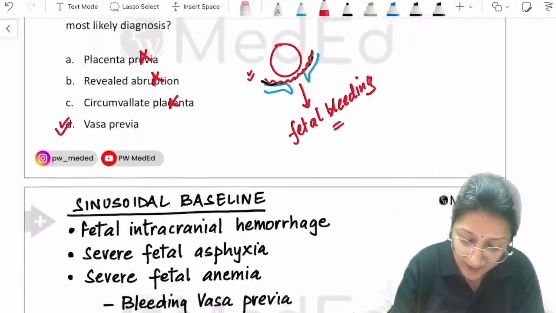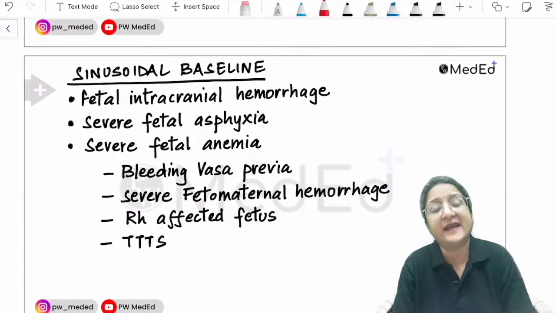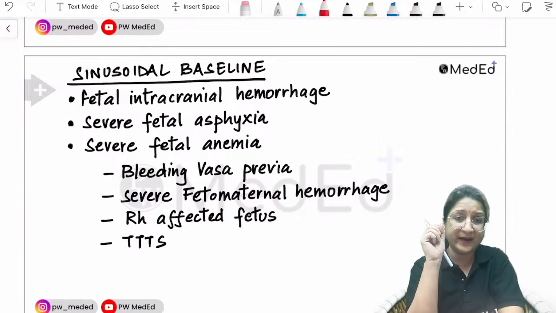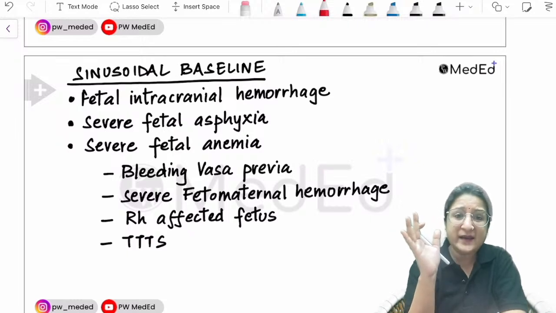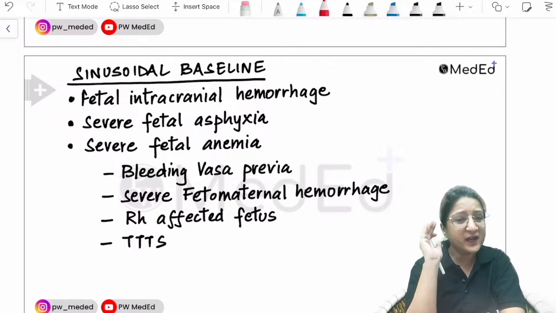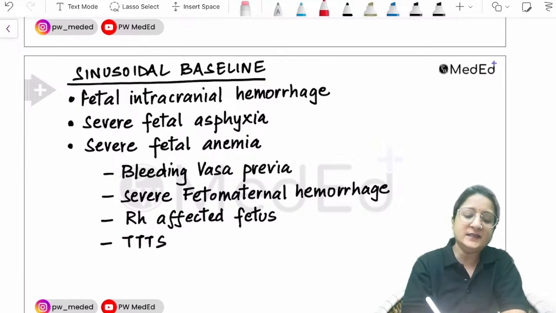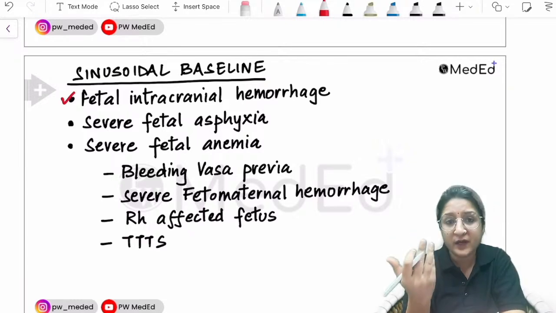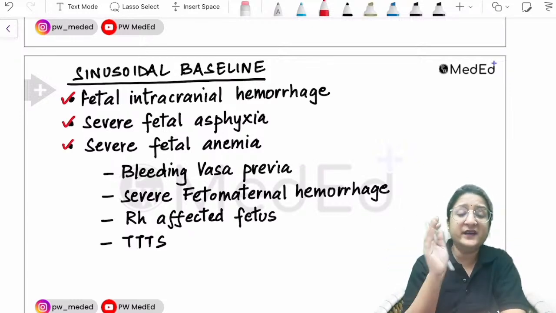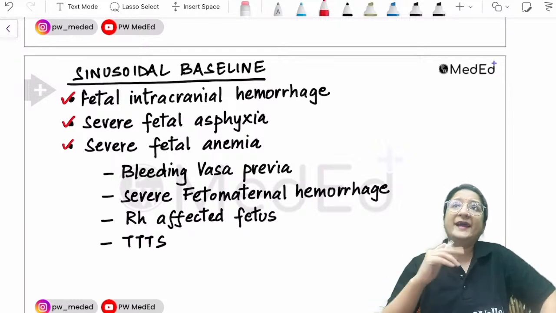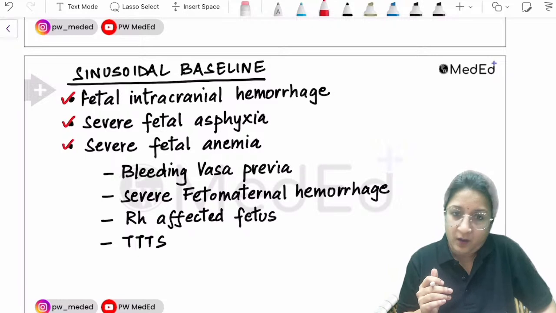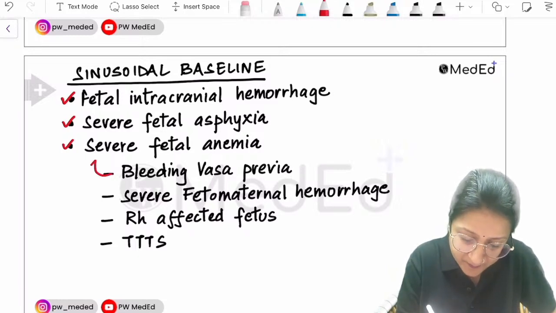So to quickly summarize again, sinusoidal baseline. Now it will get clearer why the sinusoidal baseline occurred. Sinusoidal baseline is a very bad CTG trace finding. It's also rarely encountered. It is seen with fetal intracranial hemorrhage, severe fetal asphyxia, or even severe fetal anemia. So now you can think about any condition which will lead to sudden development of severe fetal anemia. So bleeding vasa previa, right?